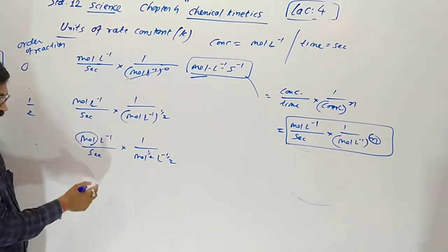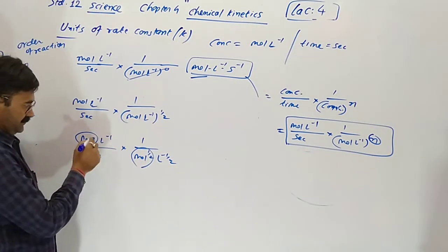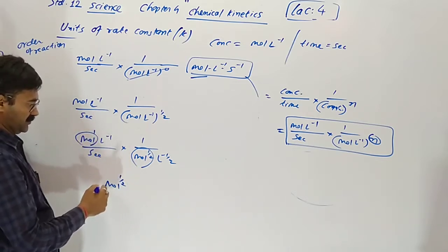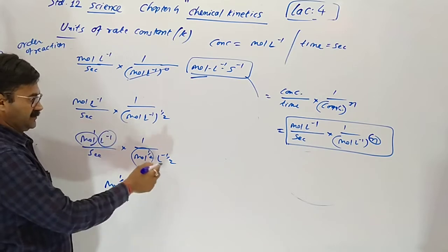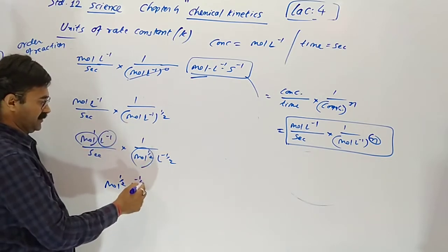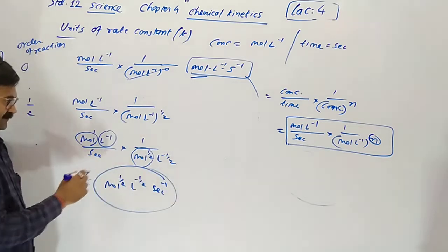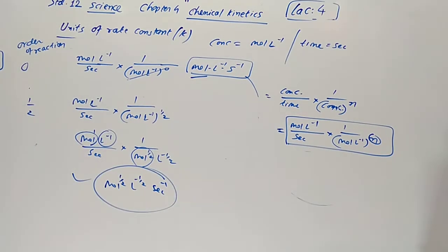Here is 1 and 1/2, and dividing by 1/2, so mole raised to 1 minus 1/2 gives 1/2 for mole, and for liter it is -1 and +1/2, so liter raised to -1/2. And second inverse is the unit for a 1/2 order reaction.